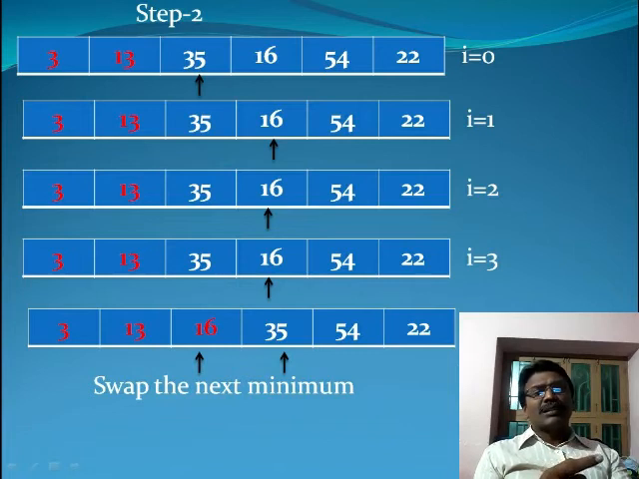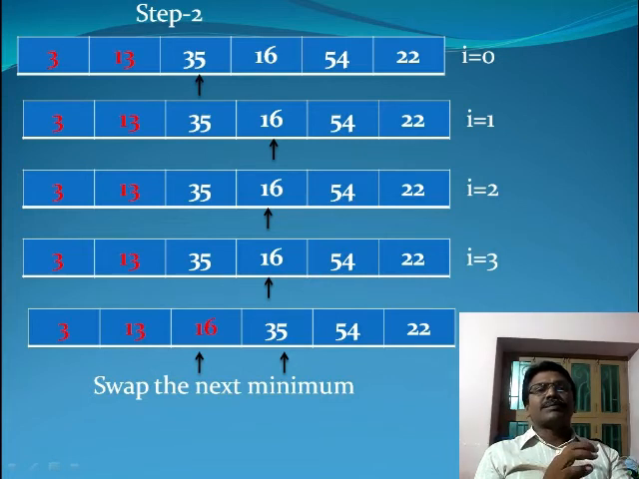Next, i of 3. In this case, a of 3 is 22. Compare with the previous minimum: the previous minimum is the smallest value. So next iteration, the condition is false. So swap the present minimum value with the third element. So the first 3 elements are sorted.